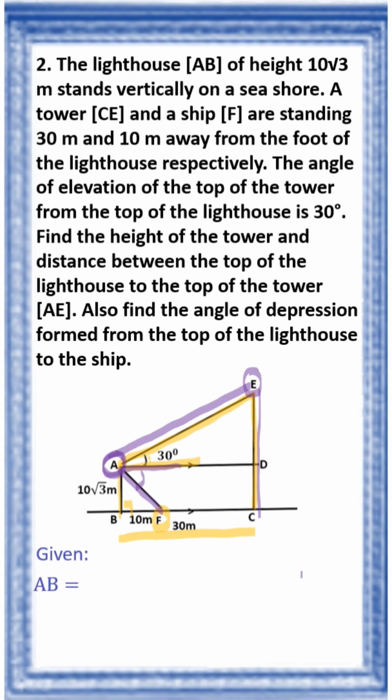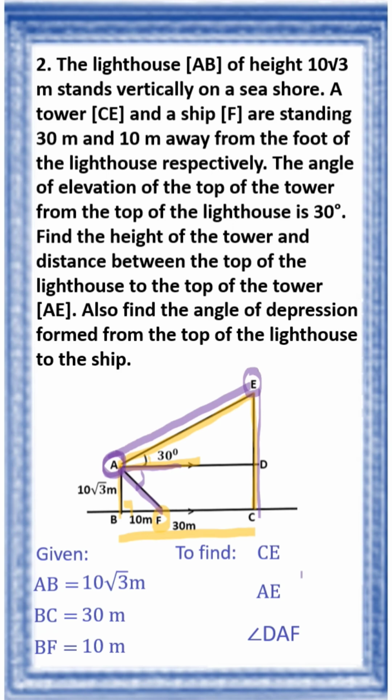AE, AB, not AE, 10 root 3 meter. BC, it is 30 meter. BF, it is 10 meter. To find, we have already collected the things, isn't it? CE means height of the tower. AE means distance between the top of the lighthouse to the top of the tower.